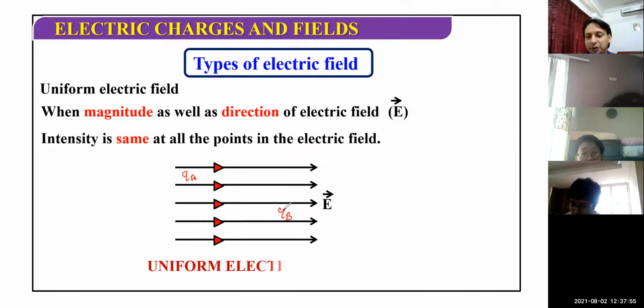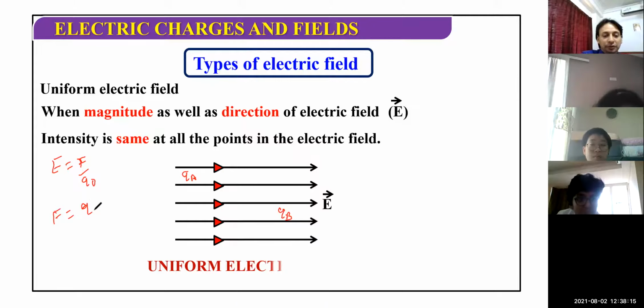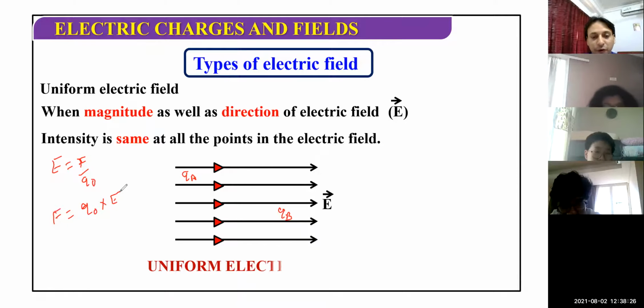Any student from grade 10, any idea? Will the force be the same? How will you calculate the force? You know the expression for the electric field intensity, E is equal to F by Q naught. So now this charge is QA or QB, and F will be Q naught multiplied by the electric field. Now, any student, Meher, will the force be the same or different? That is the question. Maybe the same. Will be the same.